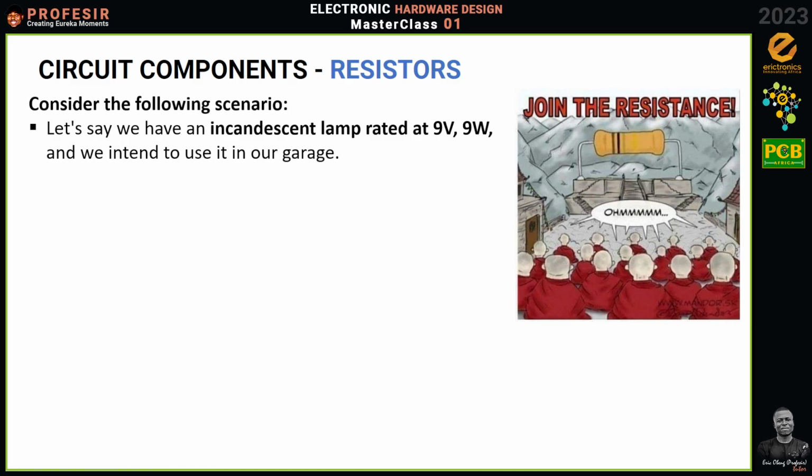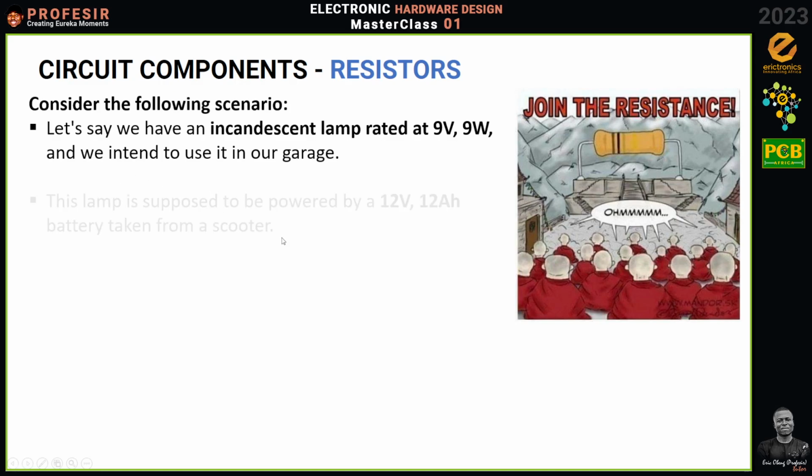So we also know wattage to be a statement of what? Power, right? And in the previous sessions, we saw that power is actually related to voltage and current, or power is actually the product of what? Voltage and current. So our incandescent lamp is rated 9 volts, 9 watts, right?